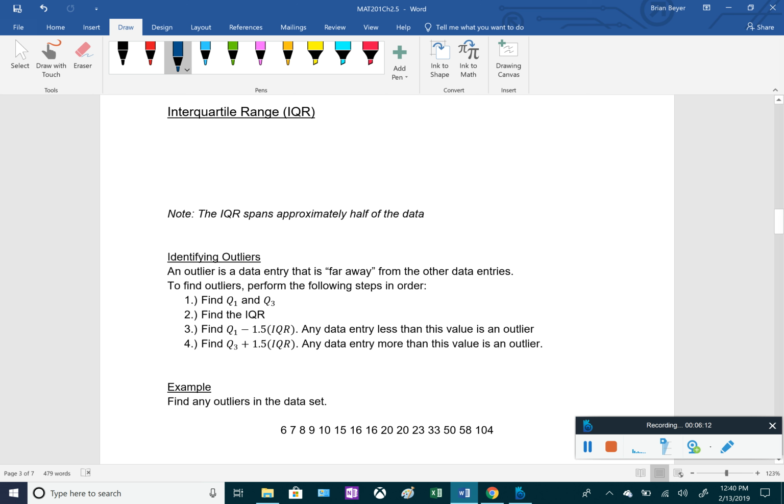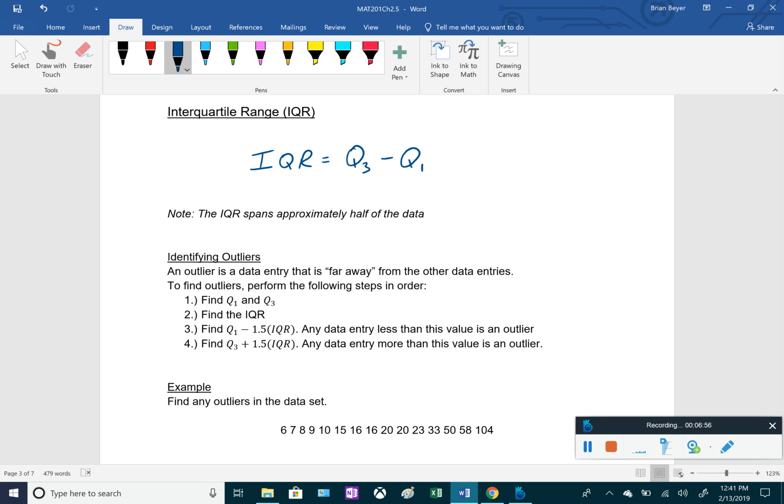And then the next thing is the interquartile range. We're going to abbreviate interquartile range as IQR. The interquartile range, IQR, equals Q3 minus Q1. Just like the range of a data set is the max entry minus the minimum entry, this is essentially the range of the quartiles, hence the name interquartile range. So we just subtract Q3 minus Q1. Using how the quartiles chop up the data, the IQR is going to span about half of the data, 50% of the data. So we're actually going to use this to help us find the outliers.